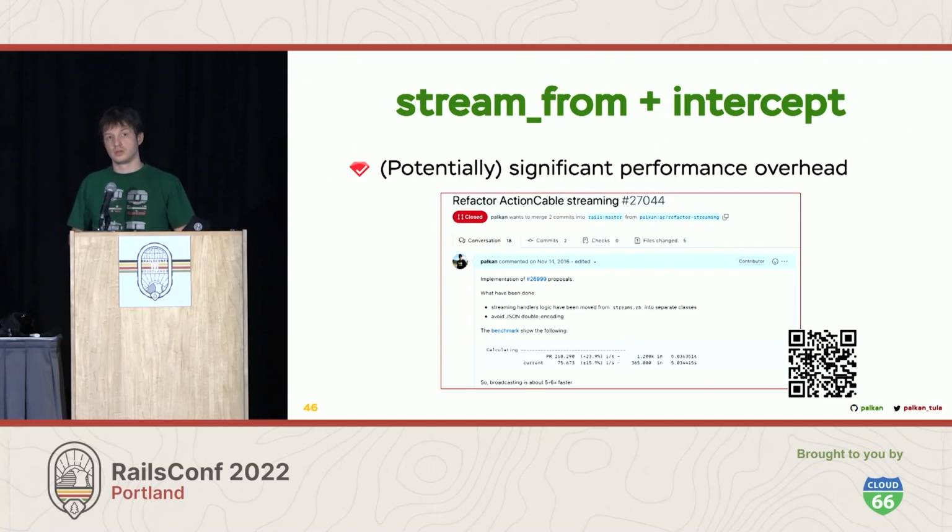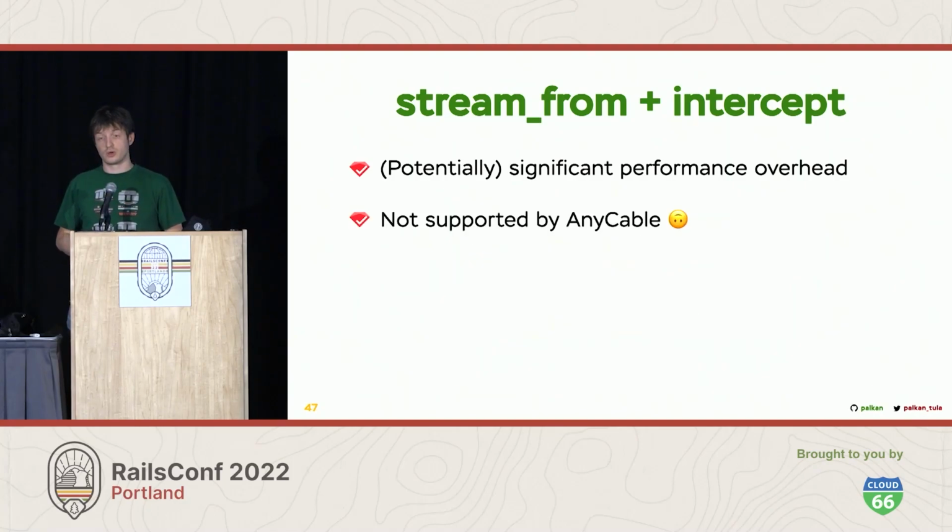And even for the current Action Cable streaming implementation, we have some problems with double JSON decoding and encoding for just nothing, which I tried to address many years ago. Well, so many, but it's still there. But you can take a look at this pull request to see the effect of using stream callbacks. Another reason why I'm not recommending this is it's not supported by AnyCable, sorry.